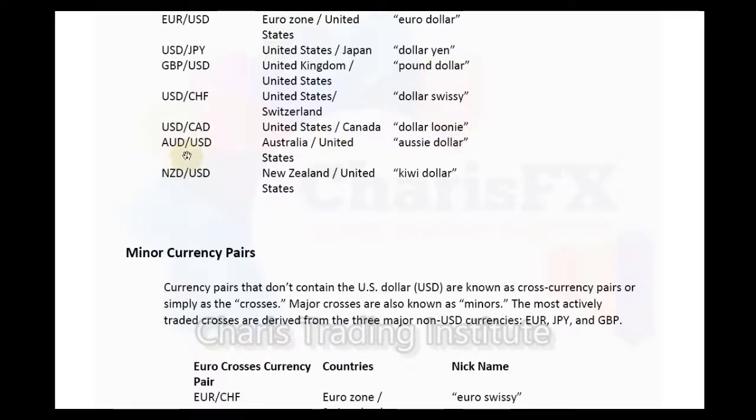When you see the AUD paired with the USD, it's the Australian dollar paired with the United States dollar, and the nickname is Aussie dollar. When you see the NZD paired with the USD, it's the New Zealand dollar paired with the United States dollar, and the nickname is Kiwi dollar.